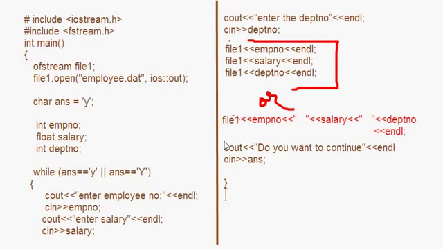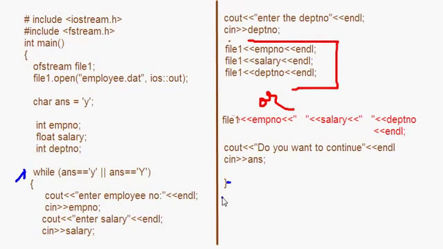When the loop is closed here, this takes me to this point again. This is your loop: while ans is equal to y, or ans is equal to capital Y. So if the user enters Y, then again this process will be repeated for the second employee. The second employee's data will go into the file, then the third one, and this way it will continue. When the user doesn't want to continue, he has to put some alphabet other than Y, so you enter n or a or b or c. If you don't enter a y, the loop will stop.